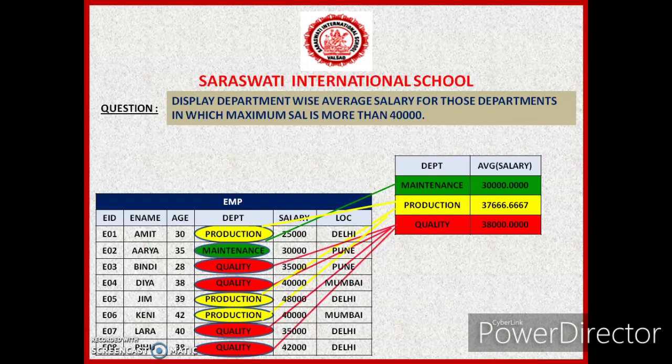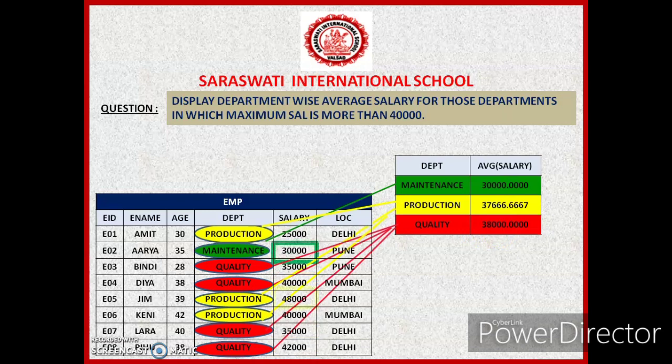This result is because in maintenance department, salary value is 30,000. So, average salary is also 30,000. In production department, salary values are 25,000, 48,000 and 40,000. So, average salary is calculated this way. In quality department, salary values are 35,000, 40,000, 35,000 and 42,000. So, average salary value for quality department is this.